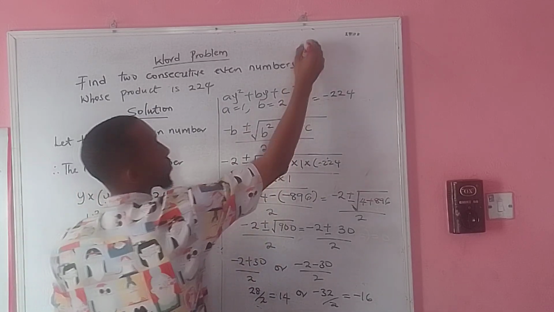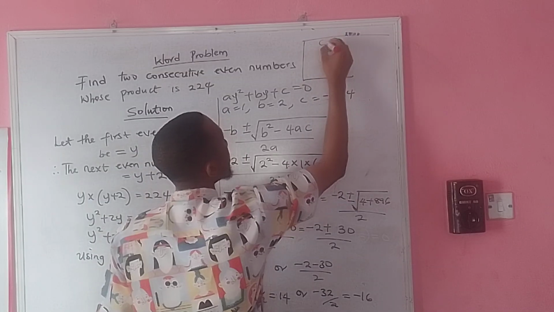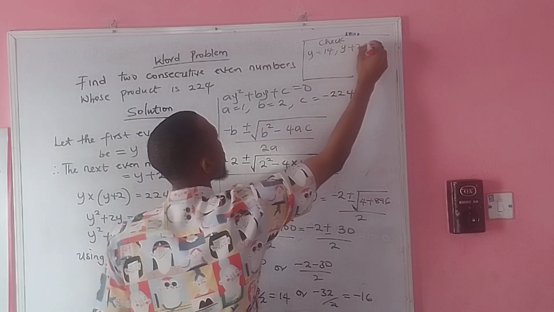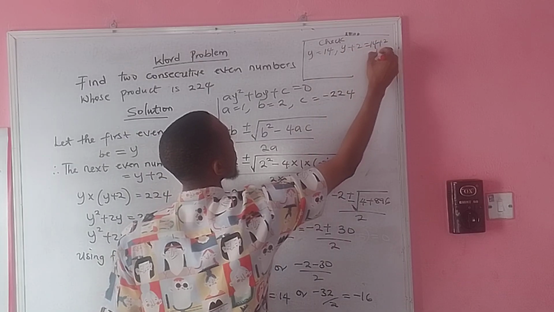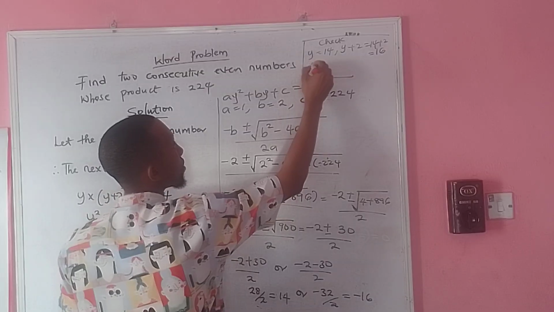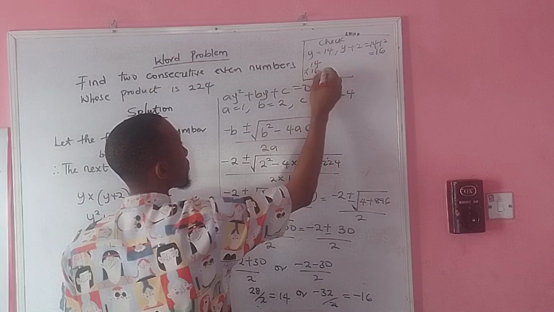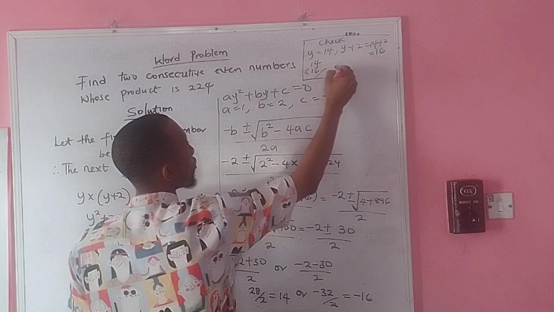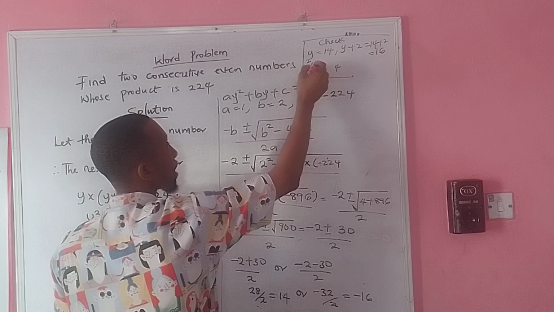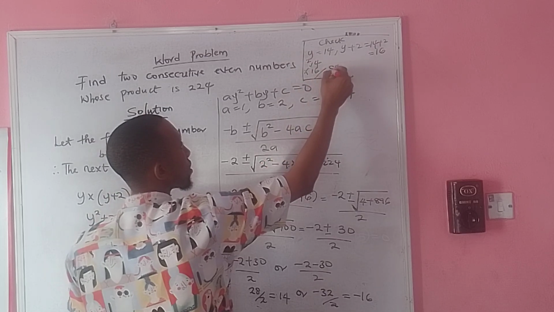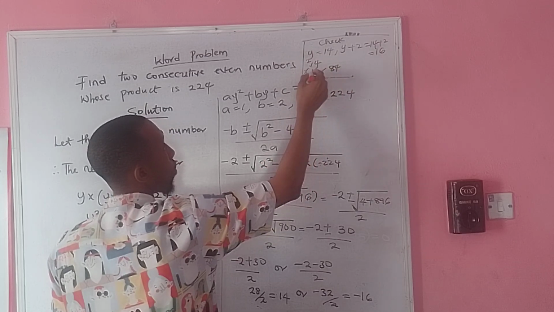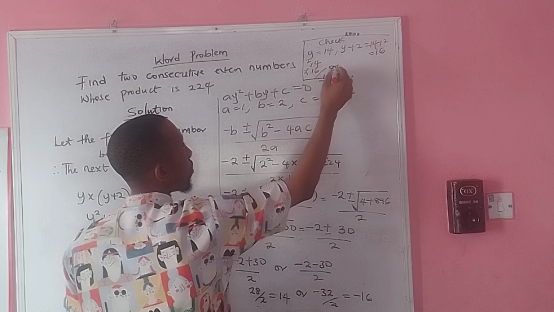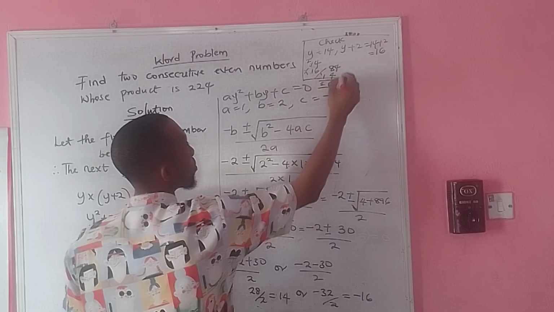So, let's check. Y is equal to 14. Y plus 2 is equal to 14 plus 2, which is equal to 16. Now let's see. 14 times 16. 6 times 4 is 24. Write 4, I carry 2. 6 times 1 is 6 plus 2 is 8. 1 times 4 is 4. 1 times 1 is 1. 224. So, correct.